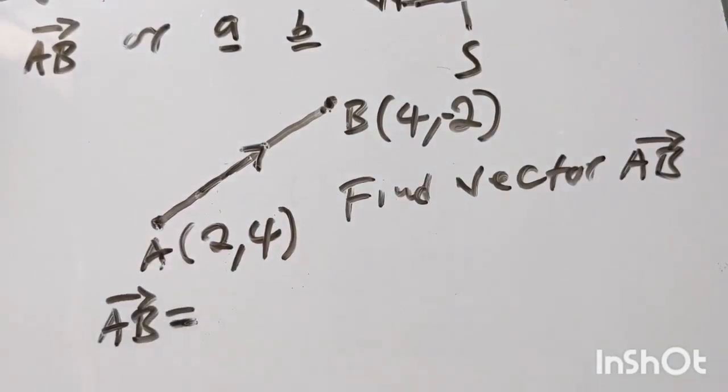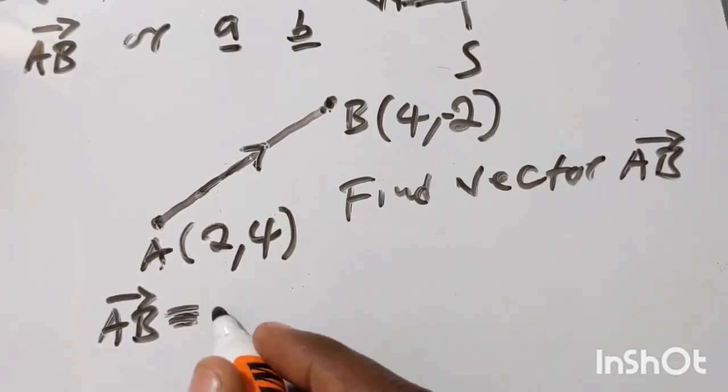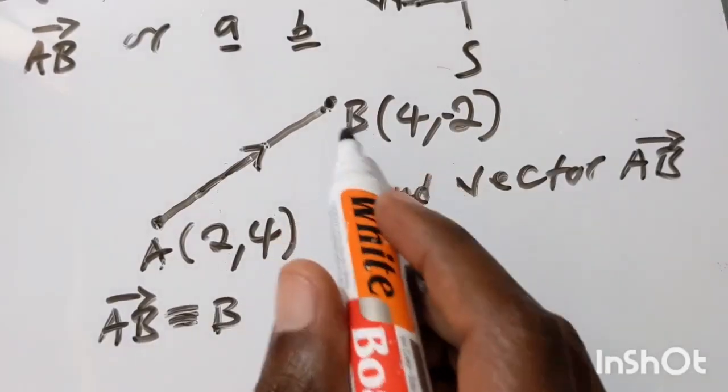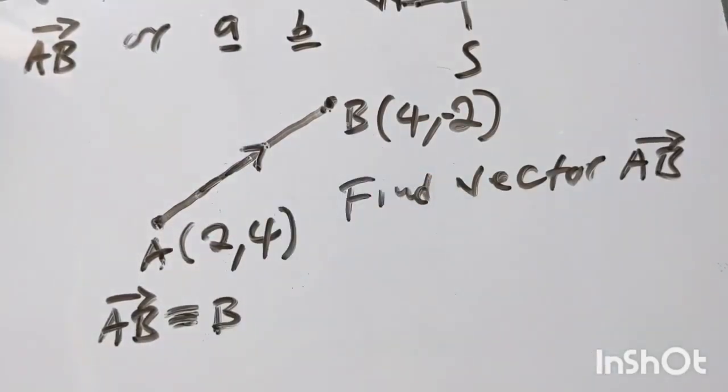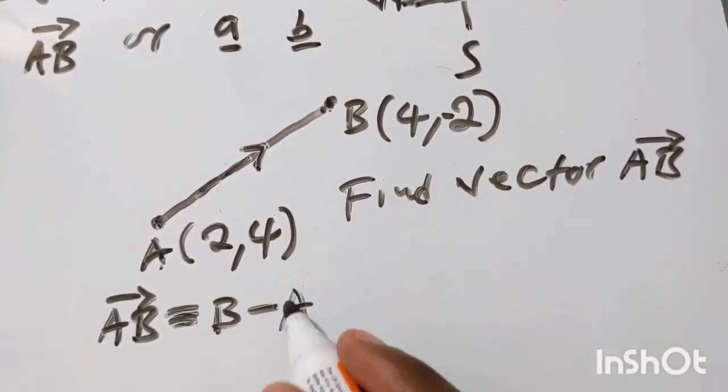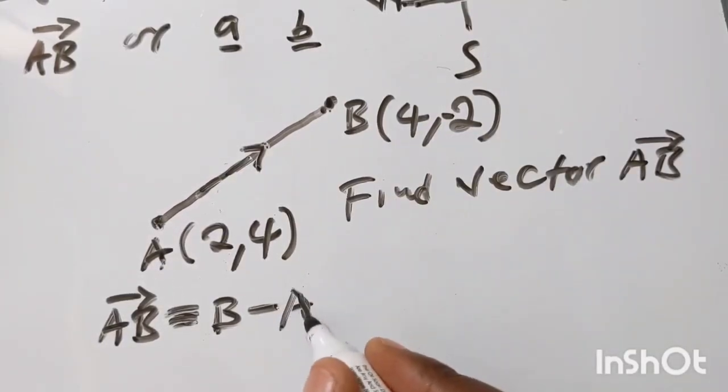The way we write the formula, we start with the point at which the vector is ending. That is B, minus the point where the vector is starting from, which is A.